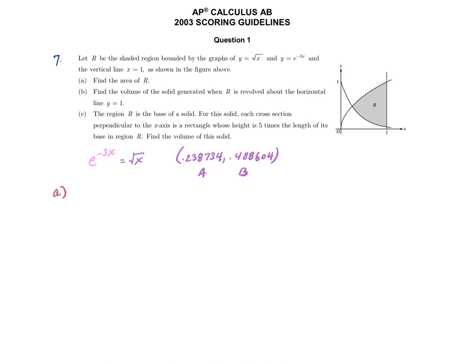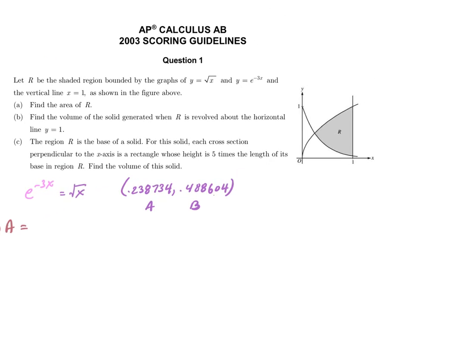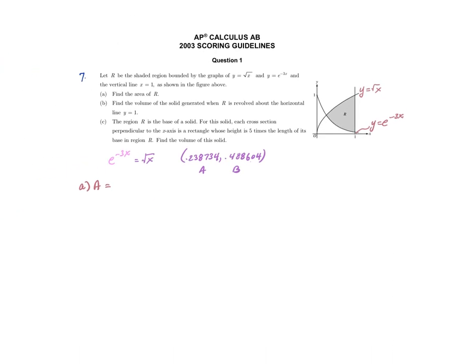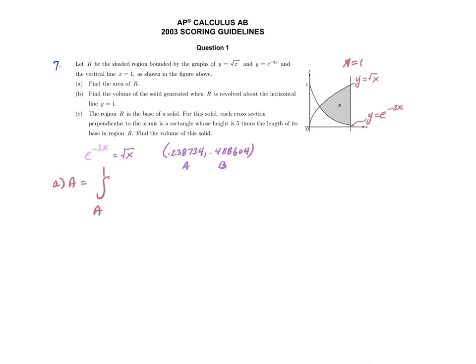All right, so the area would be upper minus lower. So let me write this in. So this is going to be y equals square root of x. And then the other one is going to be y equals e to the negative 3x. All right, so area is upper minus lower. And we're going to go from a to 1. This is the line x equals 1. Okay, so the upper curve is the root x. And then we're going to subtract from it e to the negative 3x dx. Put that in your calculator. And you're going to get 0.442.